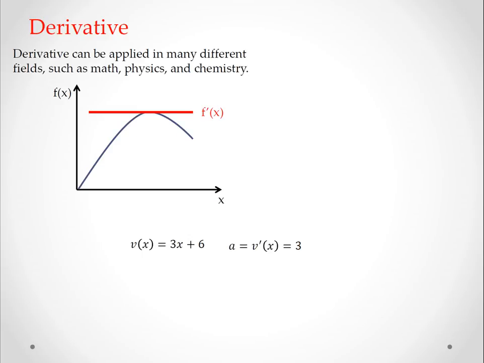Can you give more examples about how derivatives are used in real life? Sure. Derivatives can be used in physics. For example, we can find the maximum velocity by taking the derivative of v of x, which is the function of velocity, and the derivative of velocity is the acceleration, as we can see. The v of x is equal to 3x plus 6, and a is equal to v prime of x, which is equal to 3. And in chemistry, maximum reaction rates can be attained from the derivative.